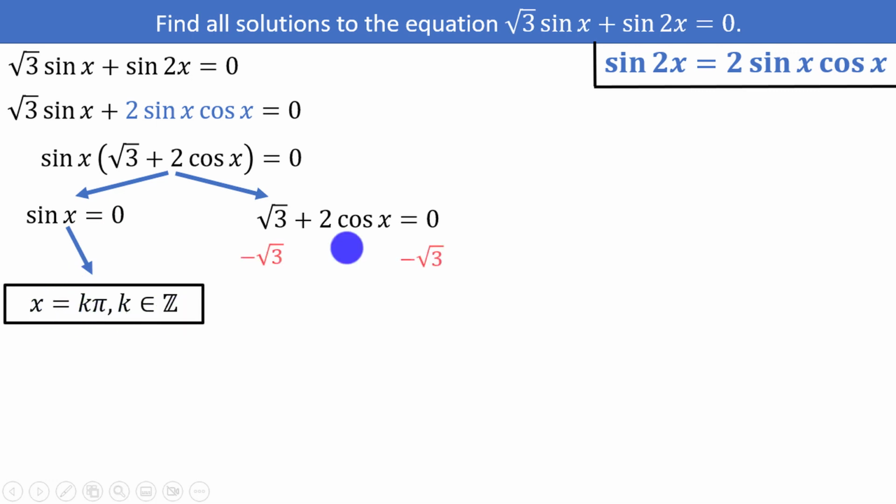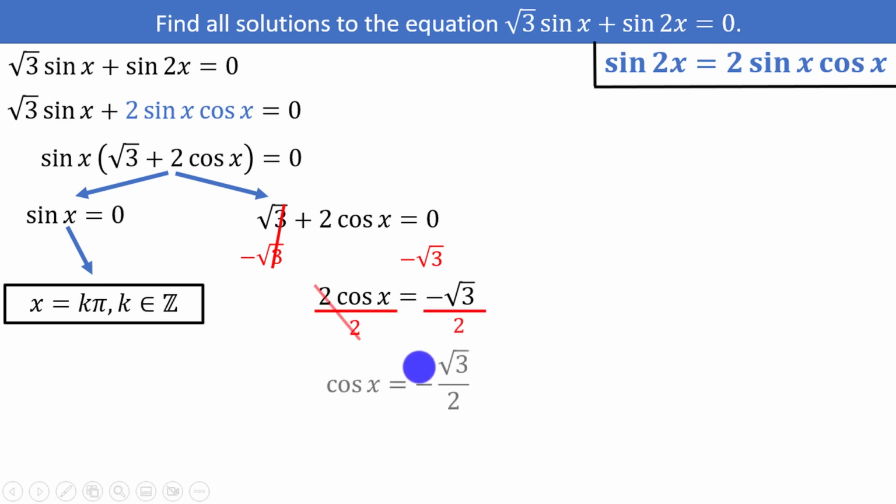As for the second equation, we can subtract square root 3 from both sides. We'll have 2 times the cosine of x is equal to negative square root 3. Dividing both sides by 2, we will get that cosine of x is equal to negative square root 3 over 2. Cosine of x is equal to negative square root 3 over 2 twice on one revolution of the circle.